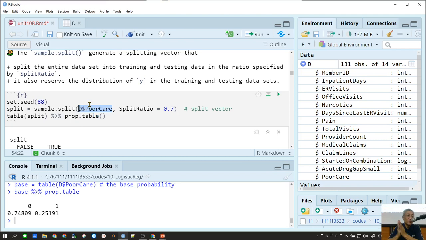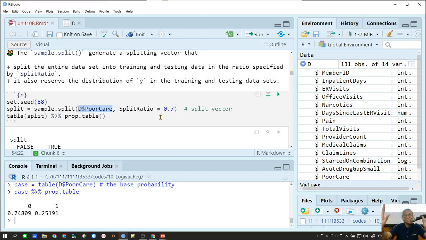The reason that you need to give it the target variable is that when you do the split, it would try to keep the ratio of poor care in the training and the testing subset. Okay. If you just split it into like 30%, 70%, right? Sometimes the proportion of poor care is different between the two subsets. You don't want that to happen, right?